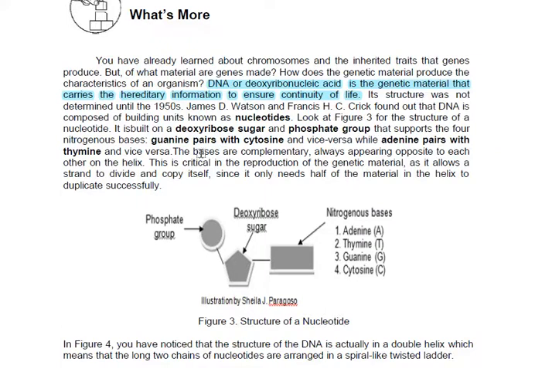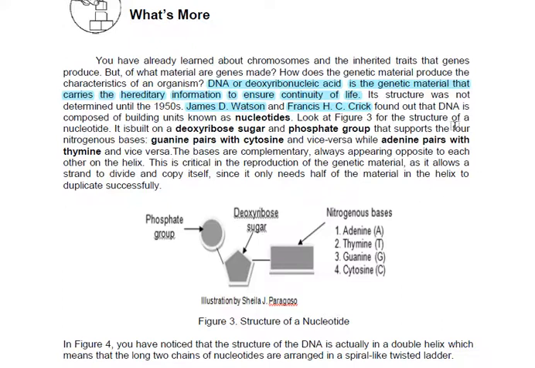So, the structure was not determined until the 1950s. This was found out by James D. Watson and Francis H.C. Crick, who are scientists. They found out that DNA is composed of building units known as nucleotides. Okay, nucleotides here.